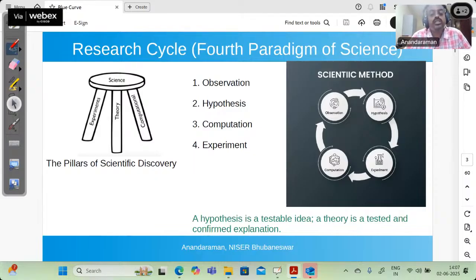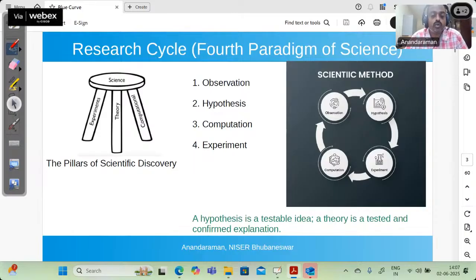So what is research? Research actually has these four paradigms. First, we have to observe something, and from observation, we have to create a hypothesis, and we have to start the experiment. So initially, computation was not there, only three legs: observation, hypothesis, and experiment. But if we are not getting the desired result from an experiment, you have to do it again. That means too much prototyping is needed. So too much time wasted, too much money wasted.